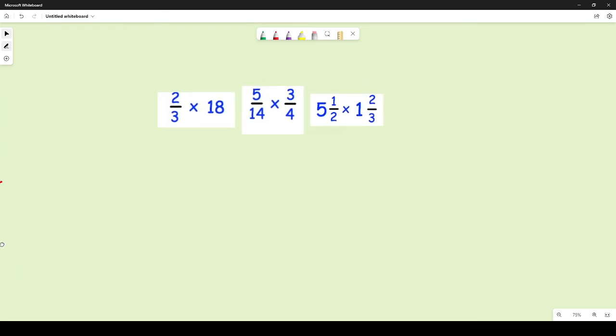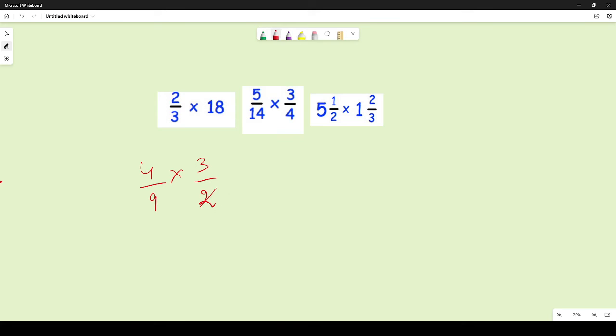Now let us come to the multiplication part. Multiplication is really very simple. So suppose you have 4 by 9 into let us say 3 by 2. Suppose you have a sum like this. So in multiplication, what you can do is you can cancel out a numerator with a denominator of different fractions or of the same fraction.